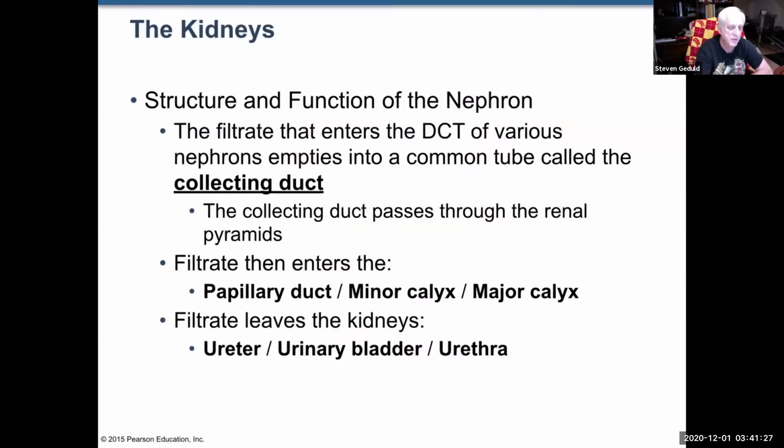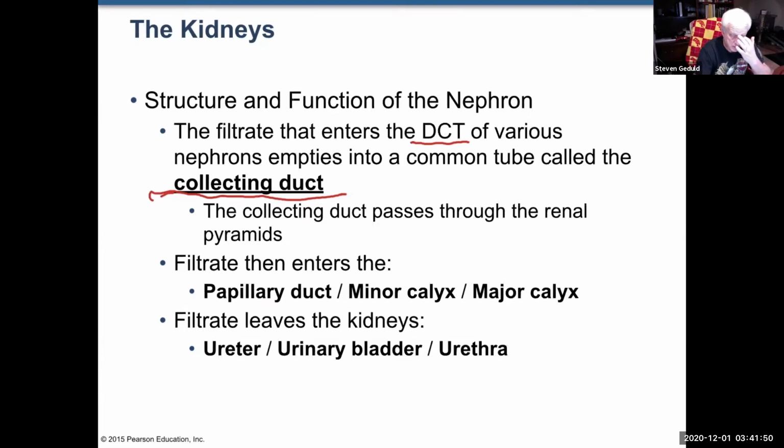Okay, so the filtrate enters the distal convoluted tubule. Remember, it feeds from the glomerulus capsule into the proximal convoluted tubule, runs through the nephron loop, and comes to the distal convoluted tubule. Okay, they collect in what's called a collecting duct after it goes through the distal convoluted tubules, because all the filtration is going to occur in the ascending and descending loops of those nephrons.